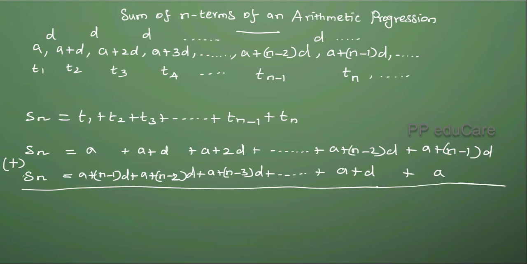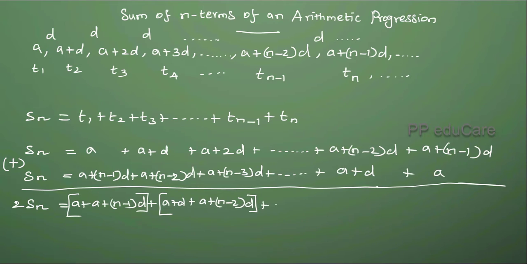We get the left hand side as 2Sn, because Sn plus Sn is 2 times Sn. This is equal to a plus (n minus 1) into d plus a plus d plus a plus (n minus 2) into d plus etc., plus a plus (n minus 2) into d plus a plus d plus a plus (n minus 1) into d plus a. This is the sum on the right hand side. The sum on the left hand side is 2Sn, and the sum on the right hand side is this.